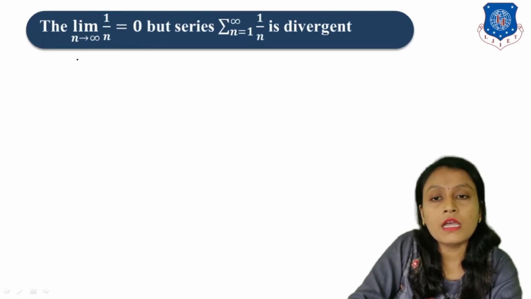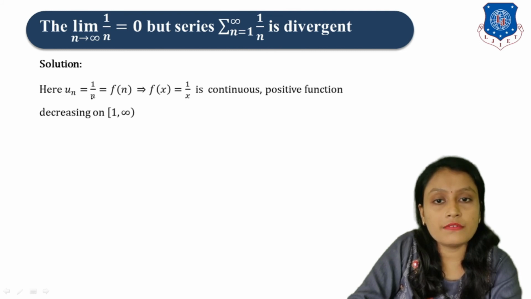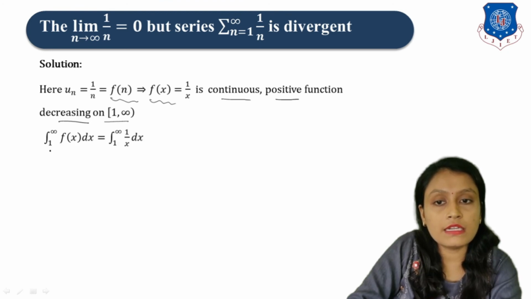Next, the limit n tends to infinite 1 upon n is equal to 0, but the series 1 upon n is divergent. We have to prove this. Okay, so let's begin with the solution. Here un is given, that is 1 upon n, which is function f of n, right? Now firstly we will write it in the form of f of x, that is 1 upon x, which is a continuous, positive and decreasing function on the interval 1 to infinite, right? So we will find this integration 1 to infinite f of x dx. Now this function is 1 upon x, so integration 1 to infinite 1 upon x dx.